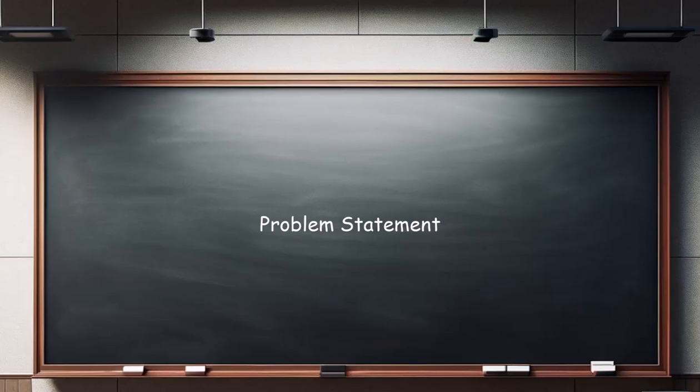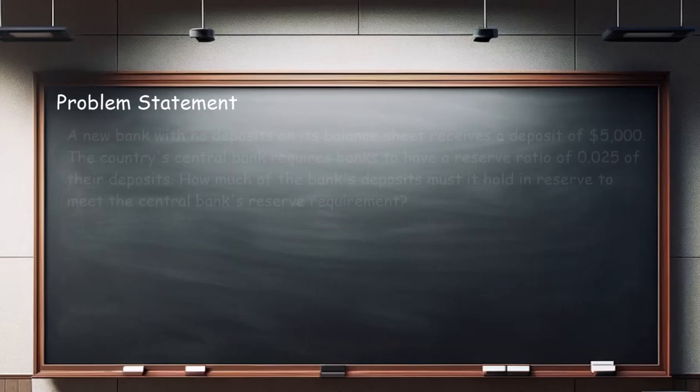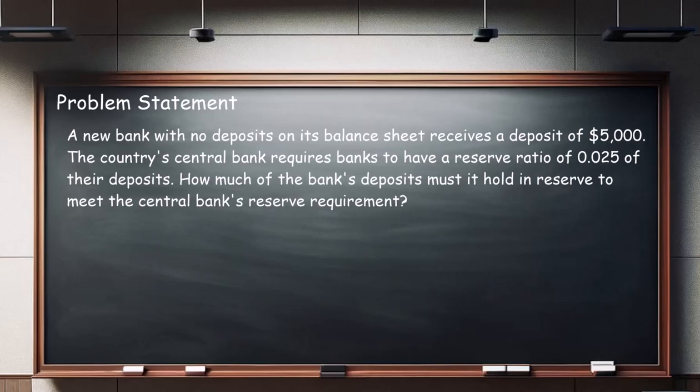Now let's look at a problem statement with a reserve ratio given as a rational number or a decimal number. A new bank with no deposits on its balance sheet receives a deposit of $5,000. The country's central bank requires banks to have a reserve ratio of 0.025 of their deposits. How much of the bank's deposits must it hold in reserve to meet the central bank's reserve requirement?